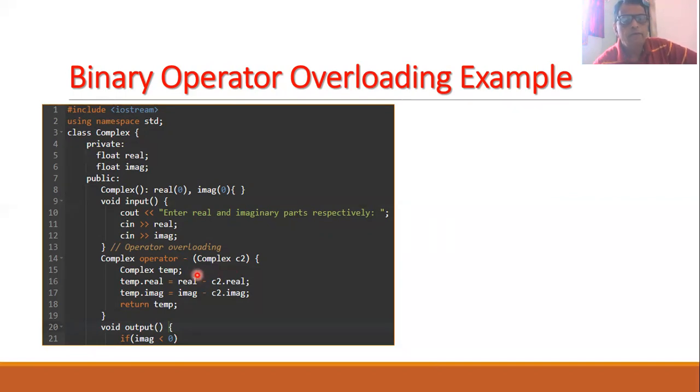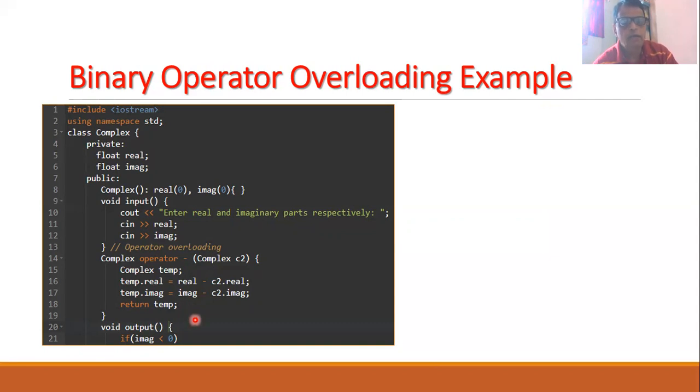Then we will declare one temporary object variable, and then we will assign to the real part of this temporary object variable real minus C2.real, and to the imaginary part imaginary minus C2.imaginary, and then we will return this value to the caller.